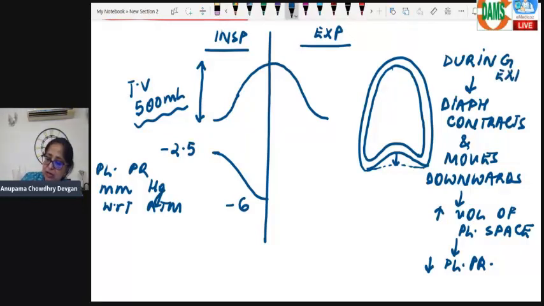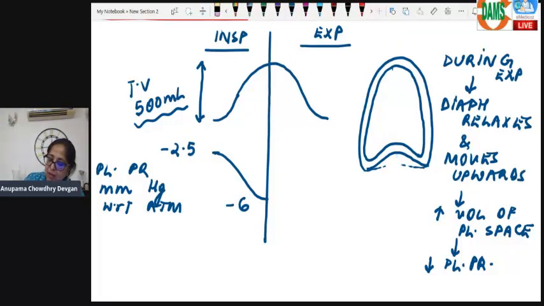During expiration, the diaphragm relaxes and moves upwards. If it moves upwards, there is now a reduction in the volume of the pleural space. And what will happen to the pressure? Pressure will increase. Yes? So the pressure increases and goes back to -2.5 millimeters of mercury.